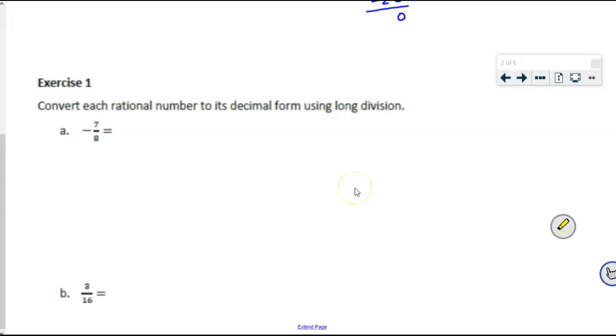We're going to pause the recording so that you can give this a try. Come back to check your answer. Pause the recording now. All right, let's do these.